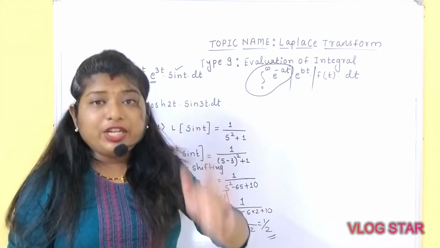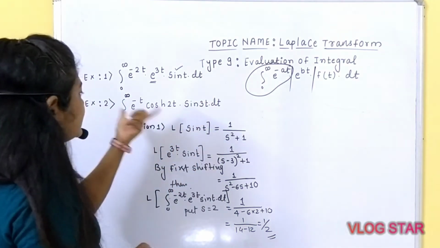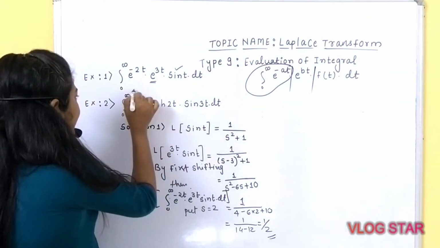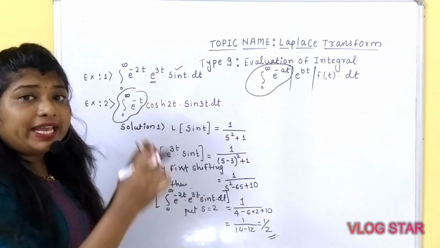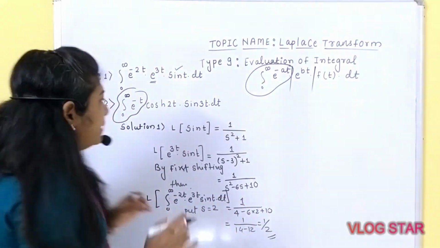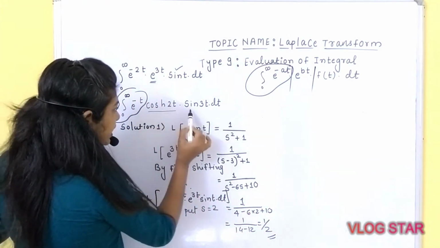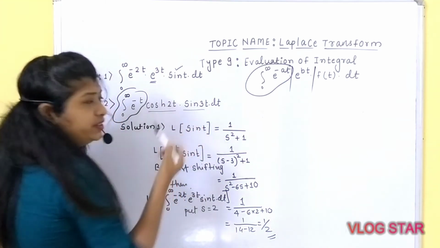I hope you have understood the solution for example number 1. Coming to example 2. By looking at this particular portion, you can easily identify the given example is based on evaluation of integral. But if you observe carefully, this is cosh 2t and this is sin 3t.